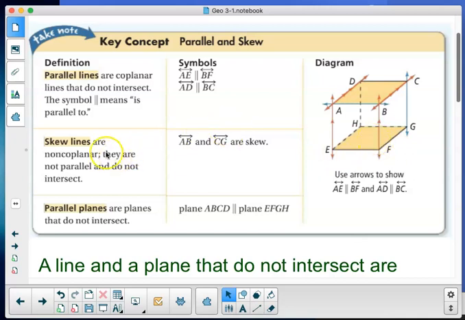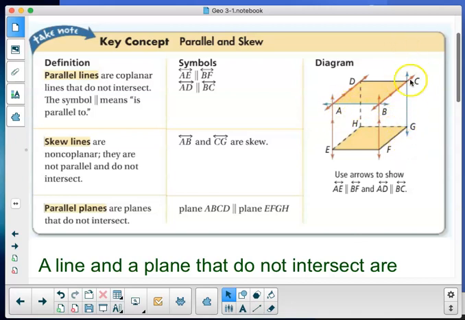Skew lines are non-coplanar, so they're not in the same plane, and they are not parallel. Not only are they not in the same plane, but you can't draw a plane that makes that work. Remember, planes are always flat. So skew lines are, for example, line AB and line CG. I can't draw a plane through them, and they will not cross. There's separation. They will not intersect.